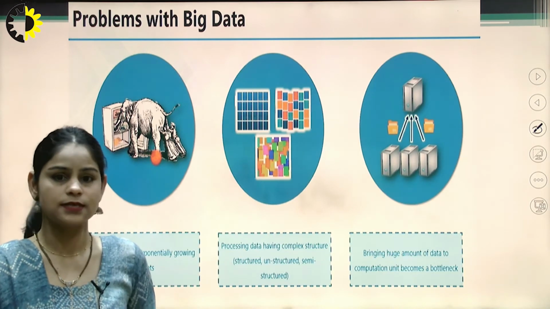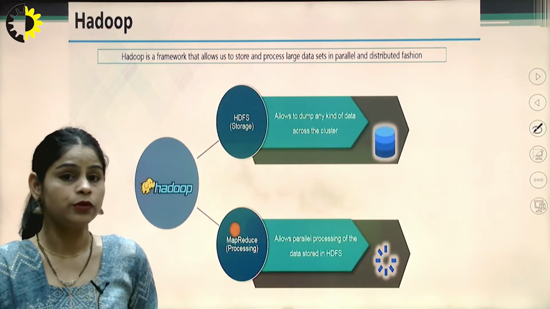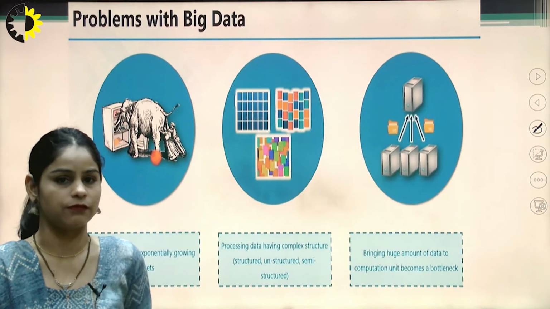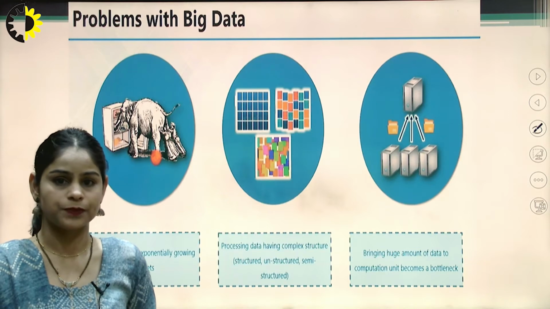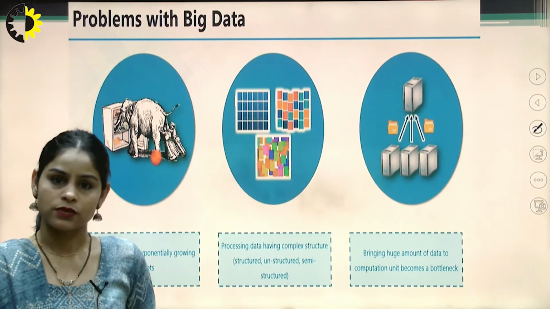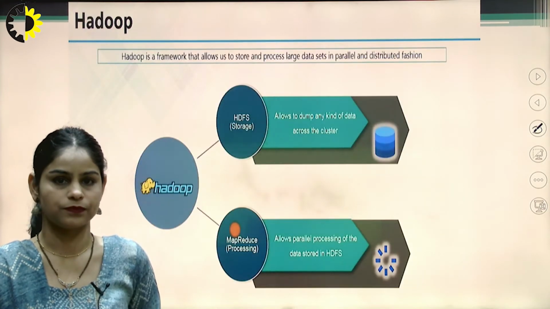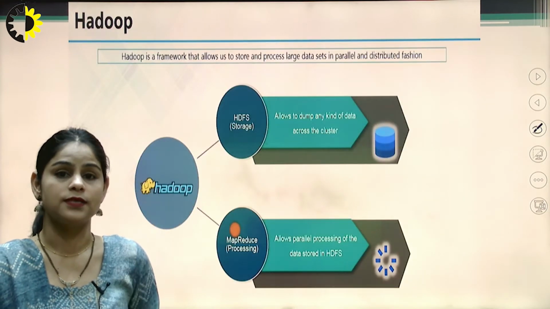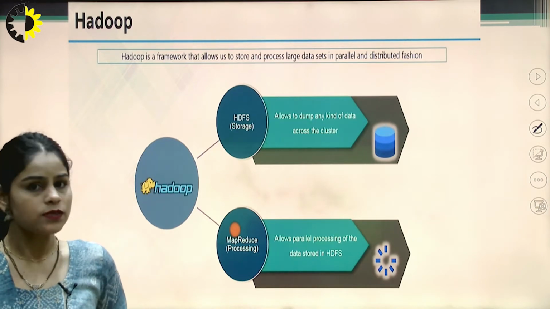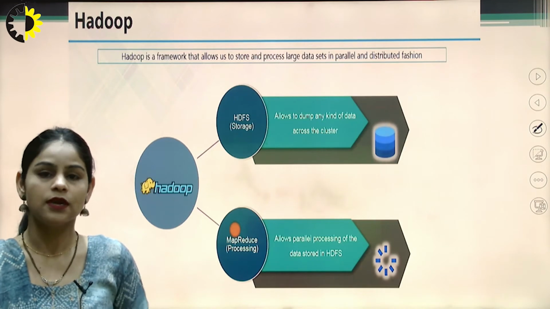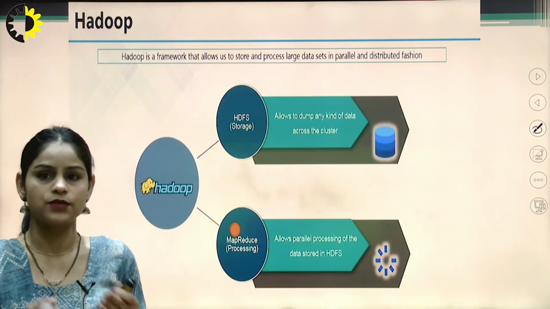Now, with the previous discussion, we have already understood that Hadoop is providing a solution to all these three problems that we are having. The problem of storage and processing is solved with a framework called Hadoop. Now, Hadoop is an open source Java-based programming framework that allows us to store and process large data sets in parallel and distributed fashion.